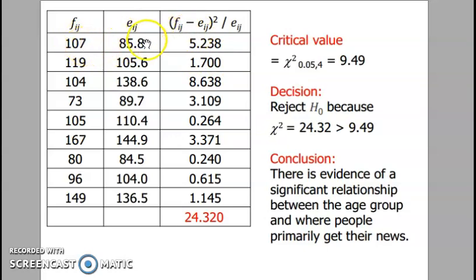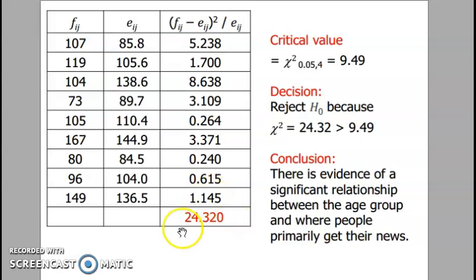So this one minus this one, then we square it because sometimes we have a negative value, sometimes positive, and we just want to look at the distance. So we square it so all are positive, and then divide by Eij. We have this for each of the cells, and then we add it up, and we get 24.320. So this is the test statistic.